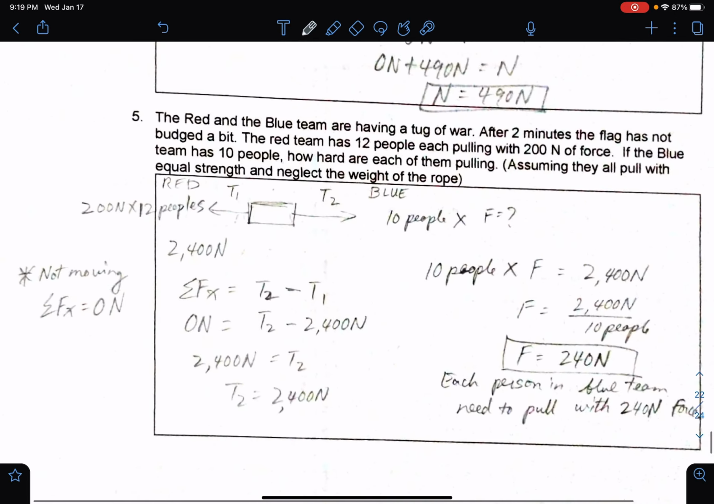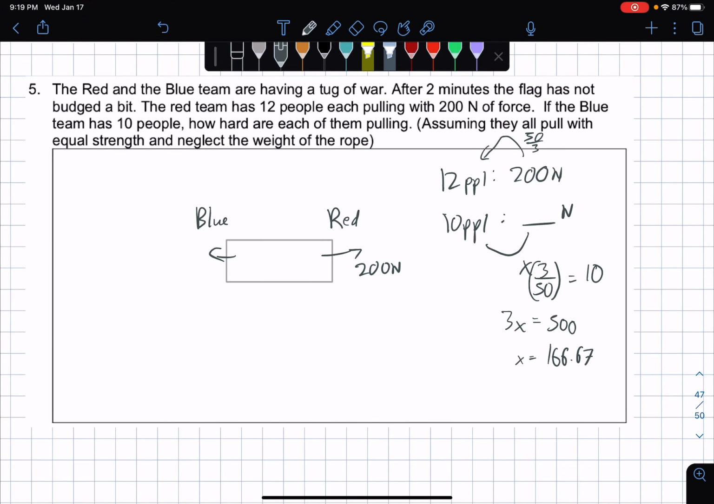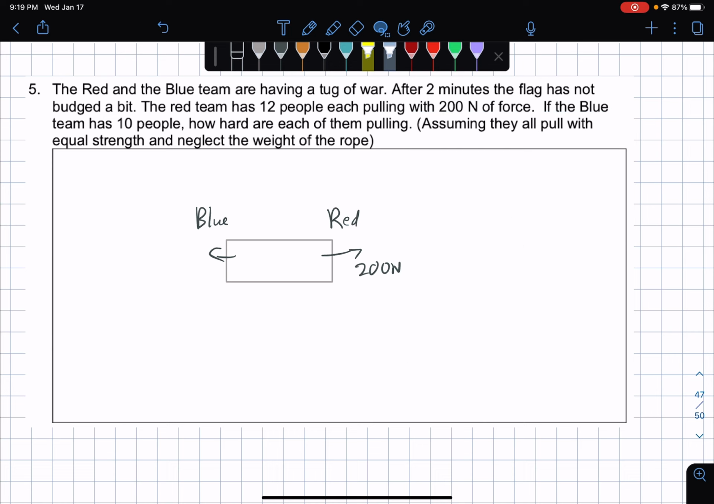Okay. Sorry. I'm not reading the instructions properly again. All this is wrong. We have 12, so each person in the red team has 200 newtons of force. So 200 times 12 is 2,400. So if it's 10 people, then we have 2,000 newtons.